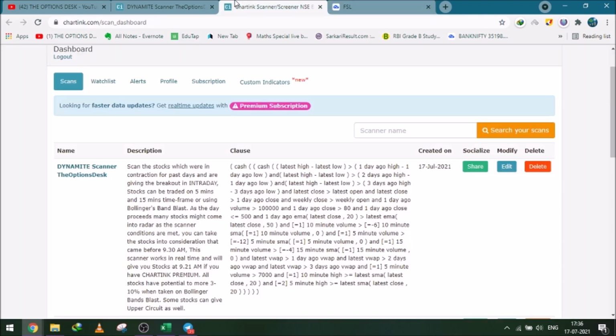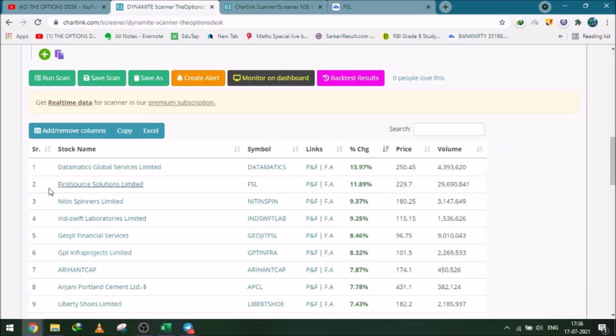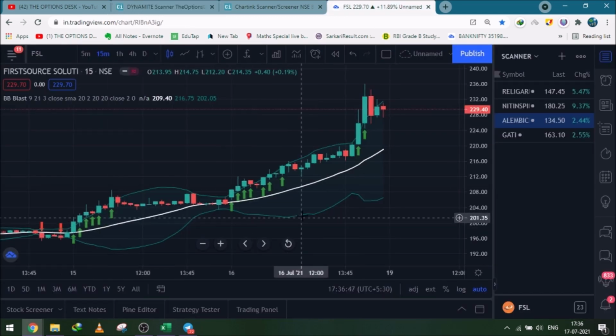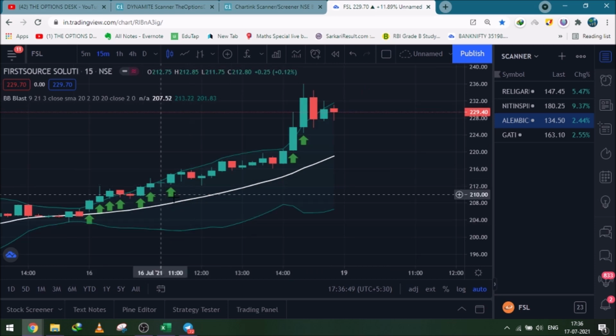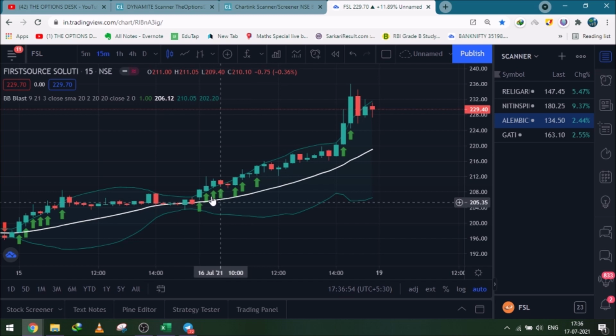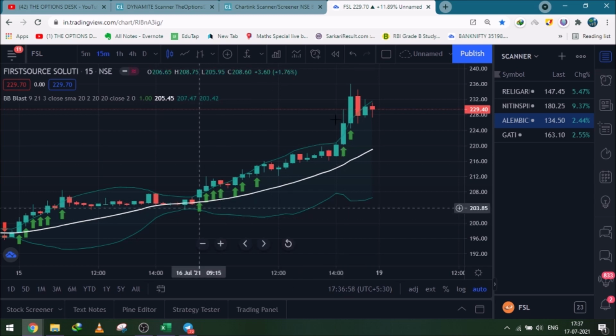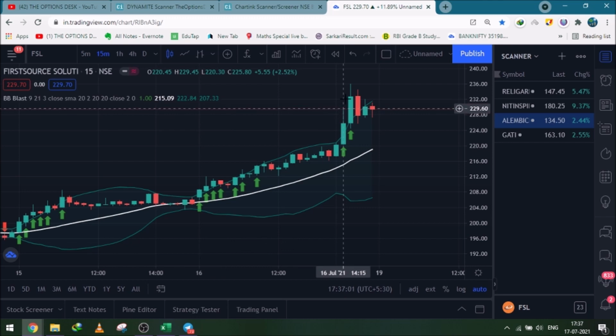This is the FSL. You can see that it is 11% on the up move in the intraday. Tell me, when did you get the stock? You did not get the stock here in the first 15 minutes because the Bollinger Band was not much contracted. You got the stock somewhere around here, when the Bollinger Band was totally on the upside and it broke on the upper end. You can enter the trade here.